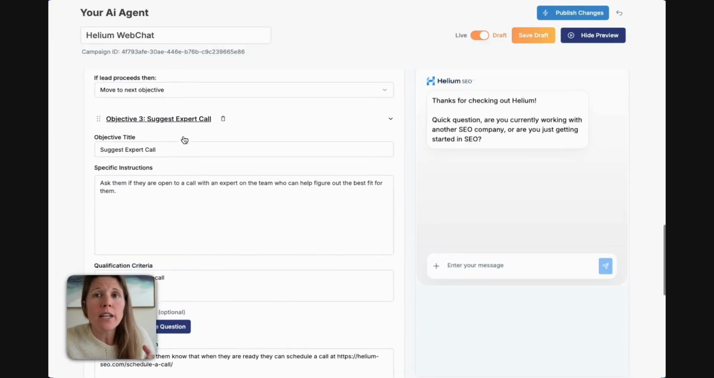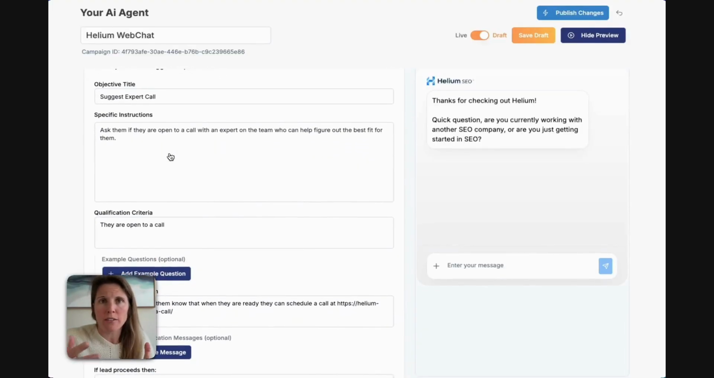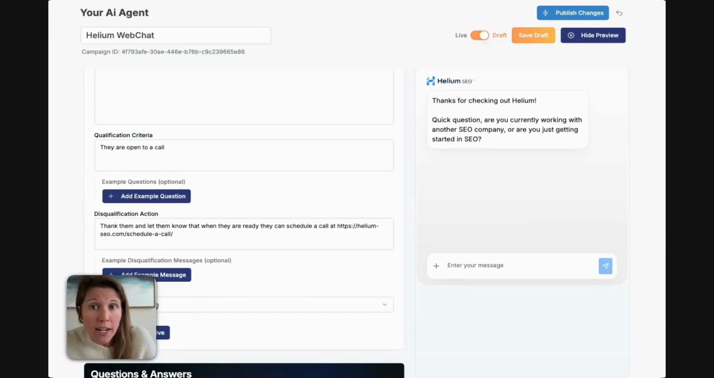And then the last one is suggest an expert call. So I love this objective because it doesn't say, great, they're qualified, ask them to fill out something, right? They haven't said, I want to meet with someone. That part has not occurred yet. And so this instruction is ask them if they're open to a call with an expert who can help figure that out. And if they're open, then we're going to offer times to meet from the routing pool of reps that make sense for this lead, right? Because all of those calendars are connected.